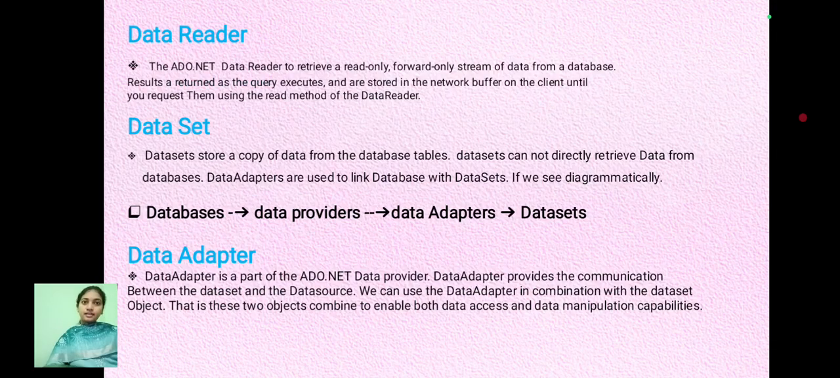Data Reader. The ADO.NET data reader is used to retrieve a read-only, forward-only stream of data from a database. Results are returned as the query executes and are stored in the network buffer on the client until you request them from the data reader using the Read method.